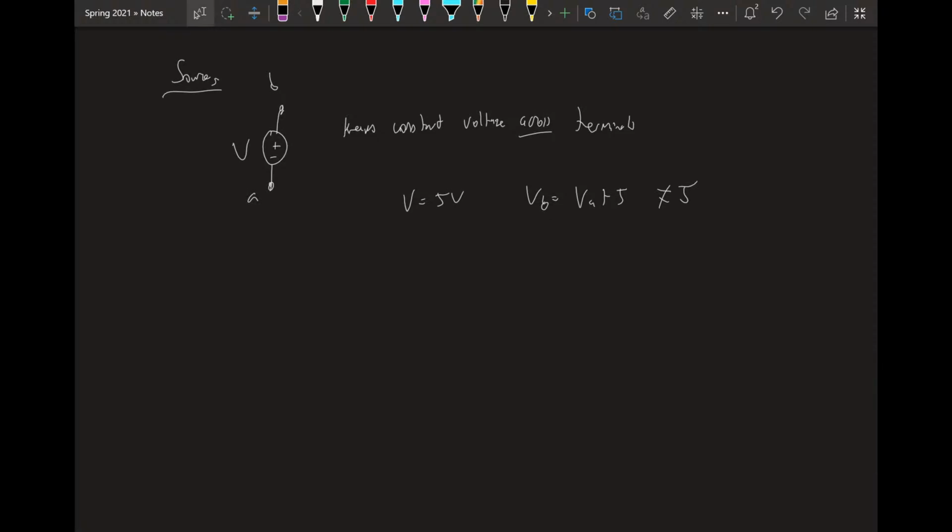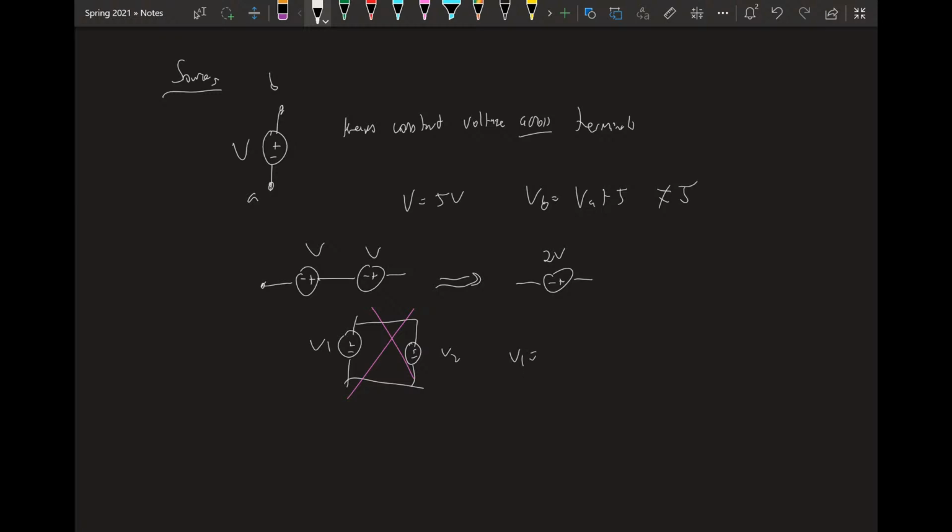Something else to note. Voltage sources in series, they add. This is okay. Voltage sources in parallel, while theoretically possible, isn't practically realizable. These things blow up. Because what happens if you have V1 and V2, and V1 doesn't equal V2? Then what's the voltage up here? Yeah, it's bad. Don't do this. But voltage sources in series, that's perfectly fine.